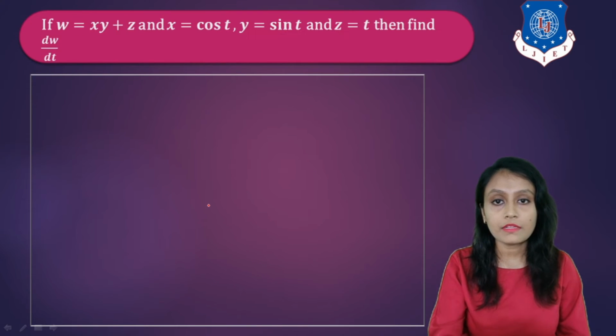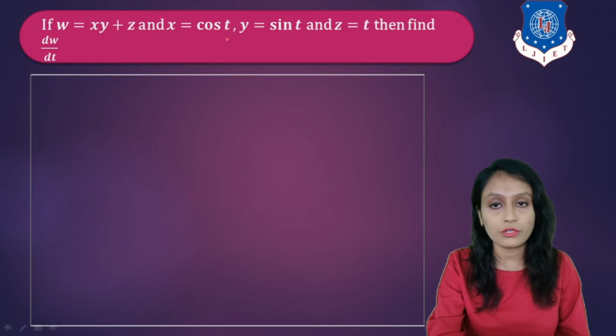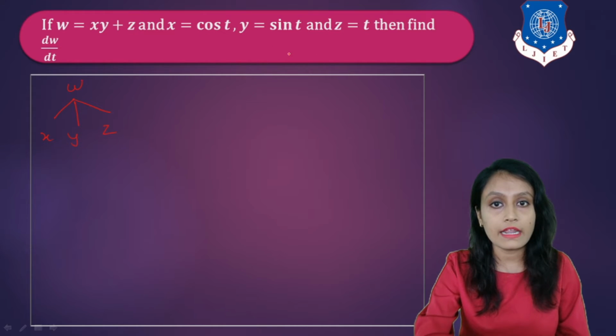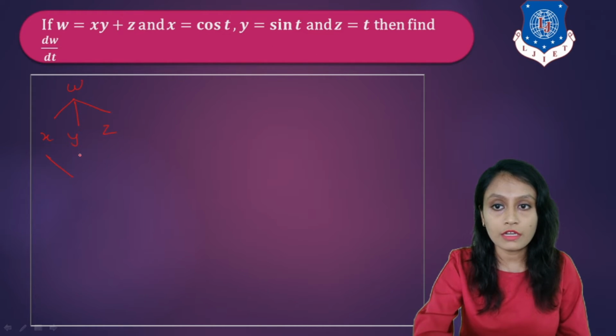Next, let's solve an example. If w is equal to xy plus z, and x is equal to cos t, y is equal to sin t and z is equal to t, then find dw by dt. So firstly we'll draw a tree diagram. Here w is a function of what? x, y and z. So here we will write x, y and z. Again x, y and z are functions of t, so everywhere we will write t.